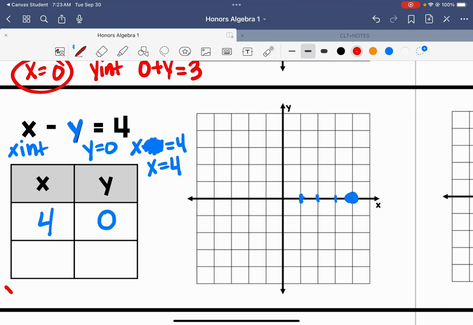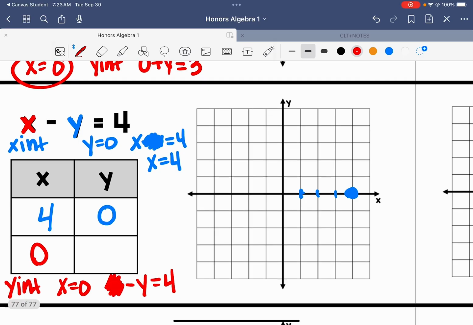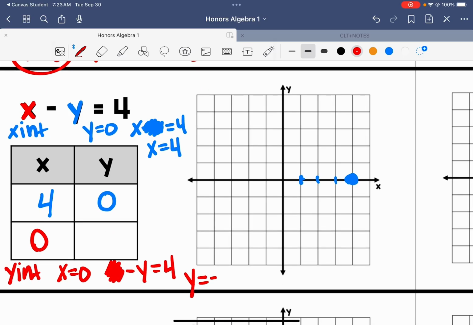And then for the y-intercept, x needs to be 0. So that means it's going to be 0 minus y equals 4, because we're going to put 0 in for that x. We cover this up, but not the negative sign. So this is actually y equals negative 4, because I have to divide both sides by negative 1. So y is negative 4. That's your y-intercept. And then we connect them. And that is our line for x minus y equals 4.